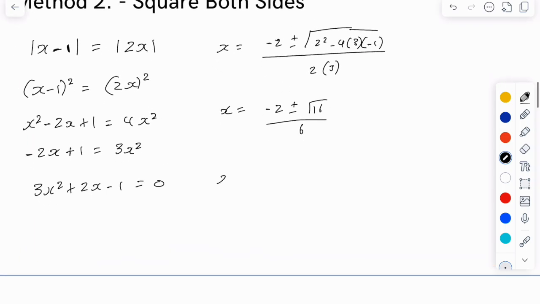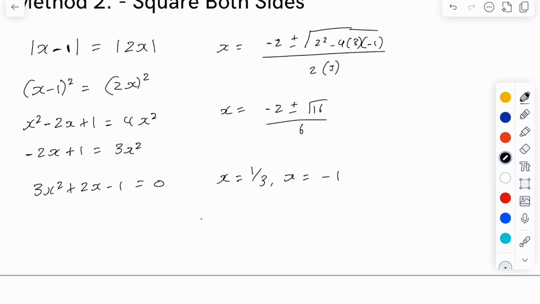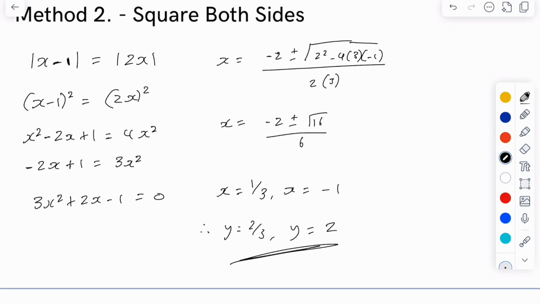Okay, and here we've got a few values we can get from it. So we obviously get x equals a third, or x equals minus 1. And of course, we know from before, if you plug this in, therefore y is going to equal 2/3, okay, or y is going to equal 2. Okay, so same answer, but obviously different way of doing it and a lot quicker.